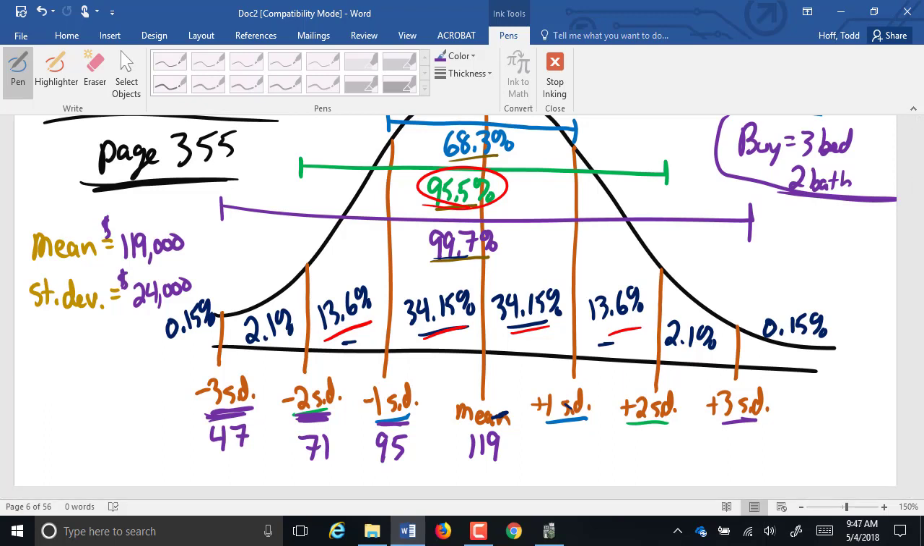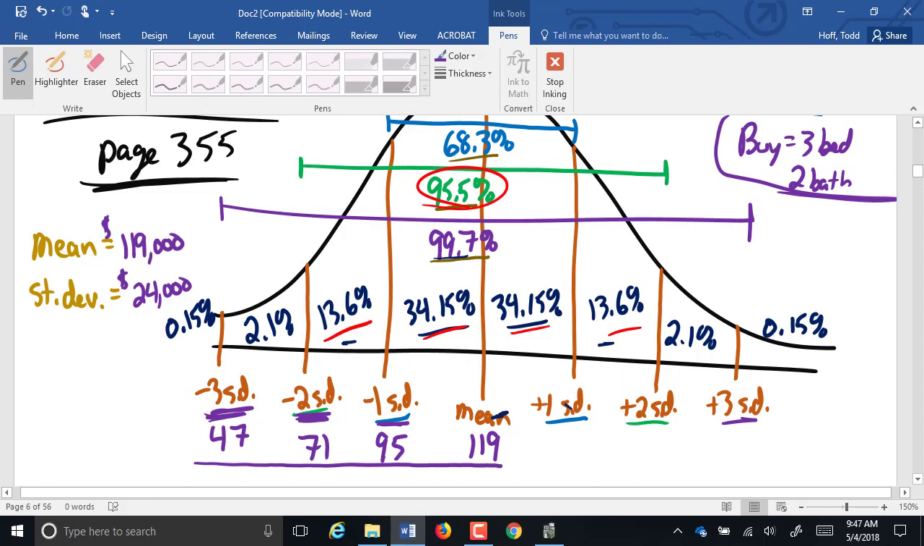So notice the percents didn't change. It's just the numbers down here that are changing based on our mean and standard deviation. So up here, +1 standard deviation would be 143. That's just 119 plus 24. +2 standard deviations, 167. And +3, 191.